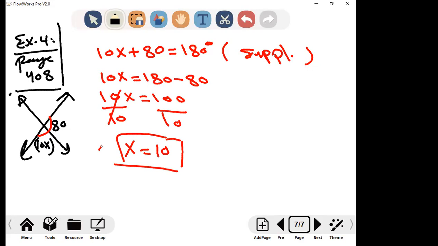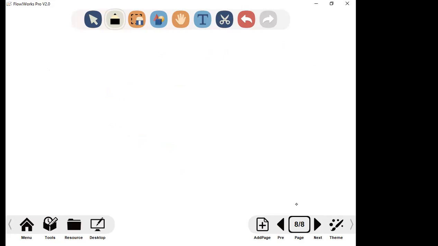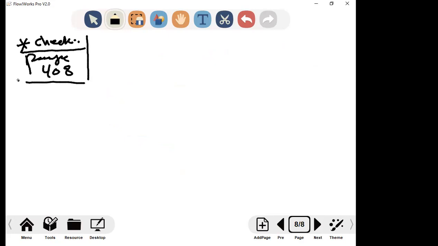Fill in the spaces if you have, guys, in the example, please. This is example 4. Let's do the check of this example together. Okay, done this one? Yeah. The check of this example together. Check, page 408. Check of example 4.